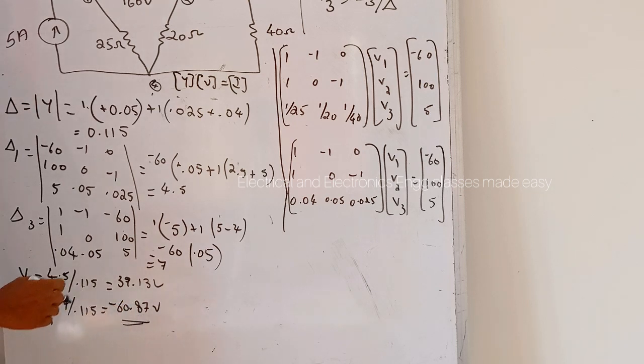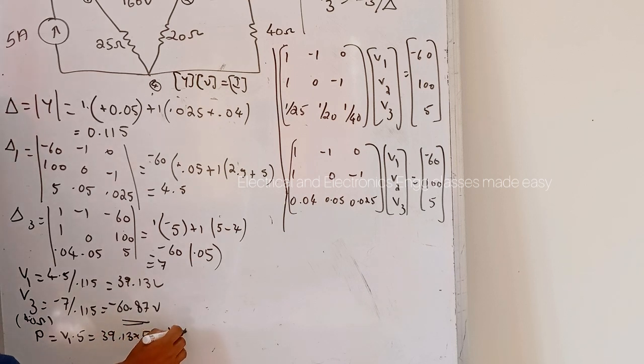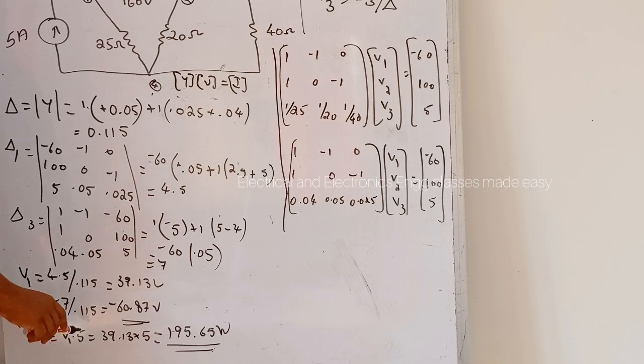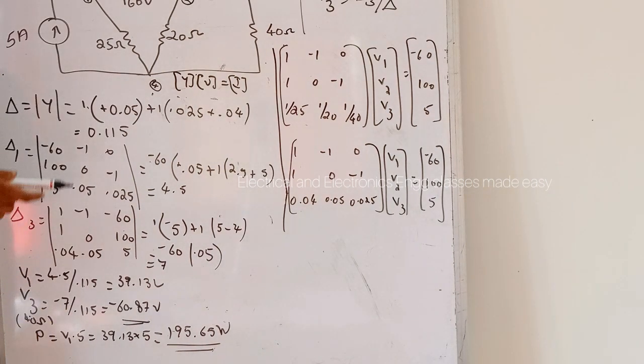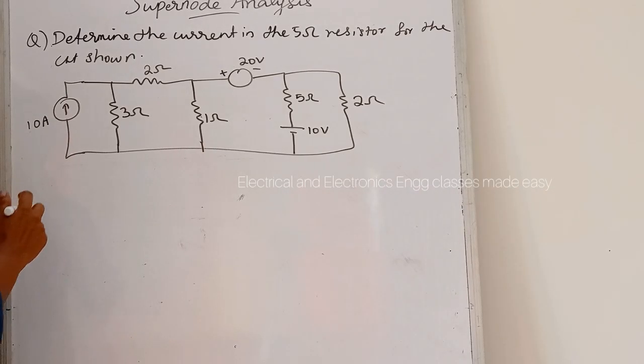Now we have to find the power supplied by 5 ampere current source. So power is equal to V1 into 5. That is V1 is 39.13 into 5 is equal to 195.65 watts. So this is the power supplied via current source. So in this way, we are doing the supernode analysis. Let us do another problem.